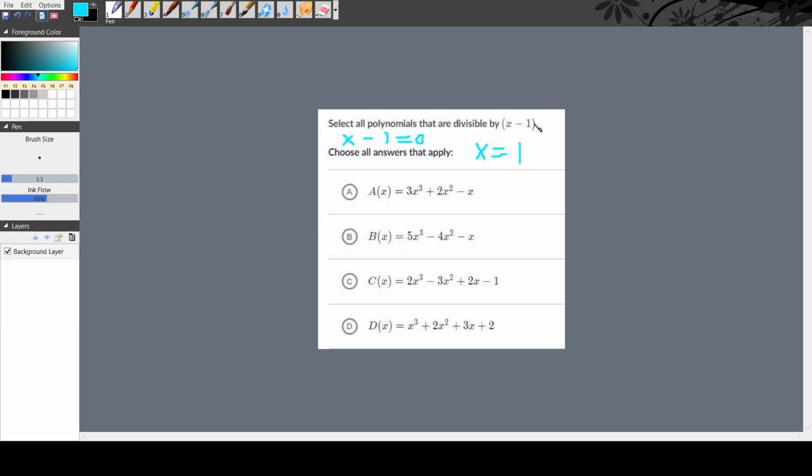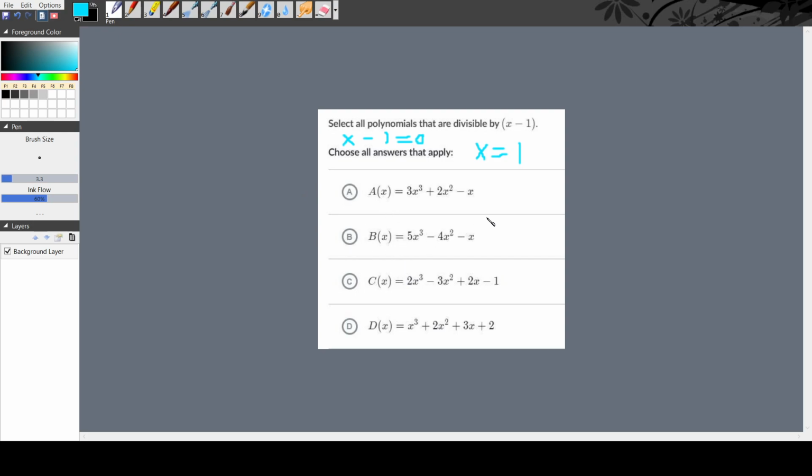If this was x minus 2, same thing, x equal to 2. Ultimately what this means is that this equation should be equal to 0, and thus we get x equal to 1. Now we will substitute x equal to 1 in each of these equations, and check: is it 0 or not, and if it's 0 then it's an answer.